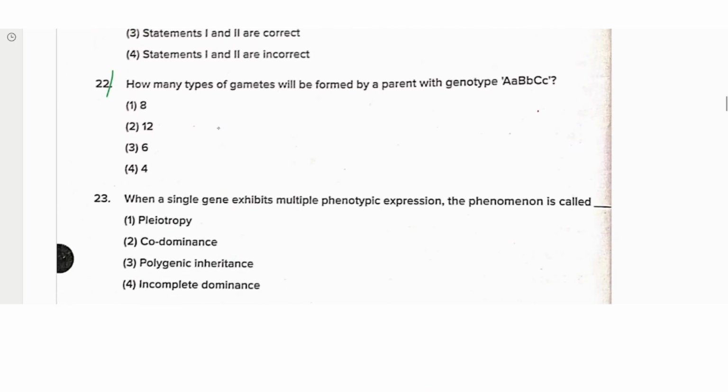Then question number 22: how many types of gametes will be formed by a parent with the genotype AaBbCc? There are actually three heterozygous gene pairs, so it is 2 to the power n. You simply have to find the process. The formula is 2 to the power of the number of heterozygous pairs.